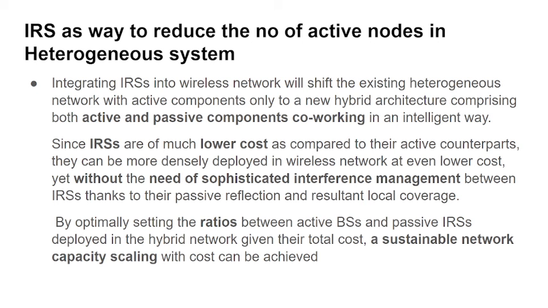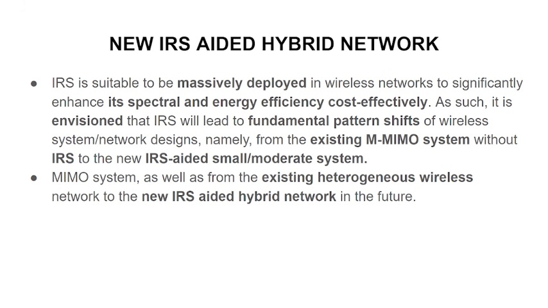Since IRSs are much lower cost compared to their active counterparts, they can be more densely deployed in the wireless network at even lower cost, yet without the need for sophisticated interference management between the IRSs, thanks to their passive reflection and resultant local coverage. By optimally setting the ratio between the active base stations and passive IRSs deployed in the hybrid network, given their total cost, a sustainable network capacity scaling with cost can be achieved.